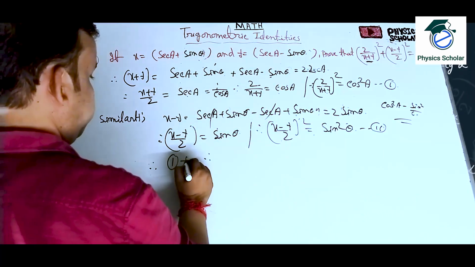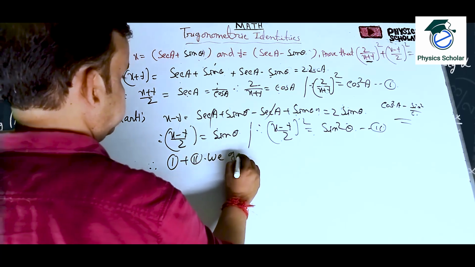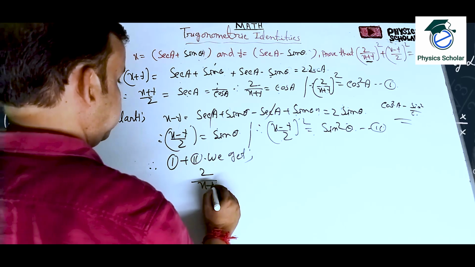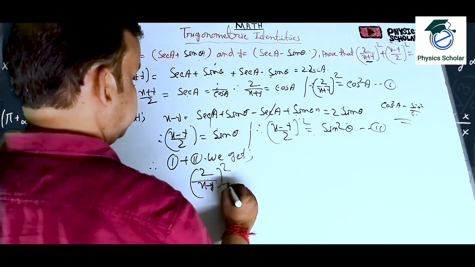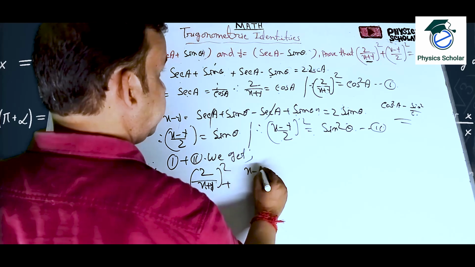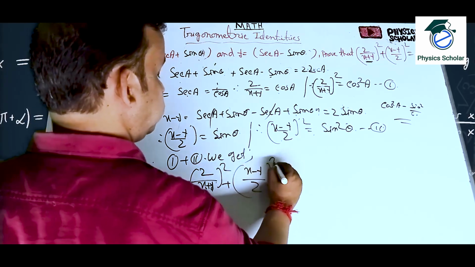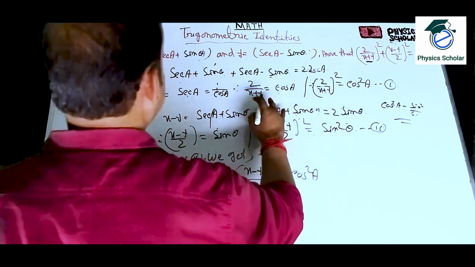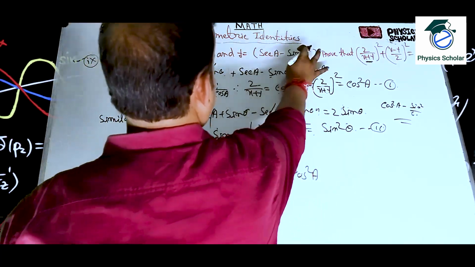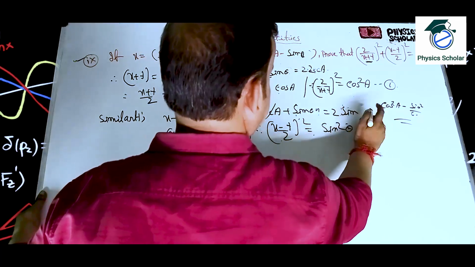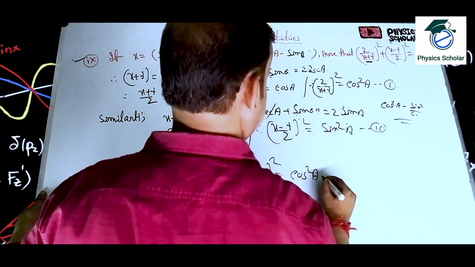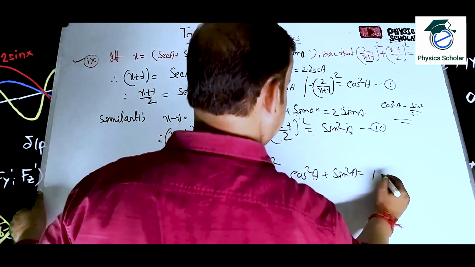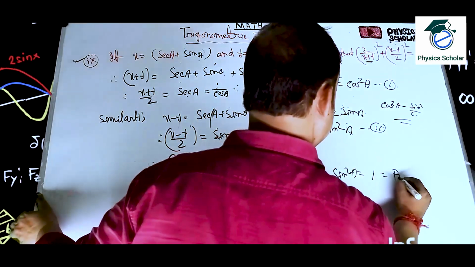Now, 1 plus 2 we get 2 divided by x plus y whole square plus x minus y by 2 whole square is equal to cos square A. Okay, it will be A because it is not theta. Cos square A plus sin square A. What is the formula of sin square theta plus cos square theta? 1. So that is proved.